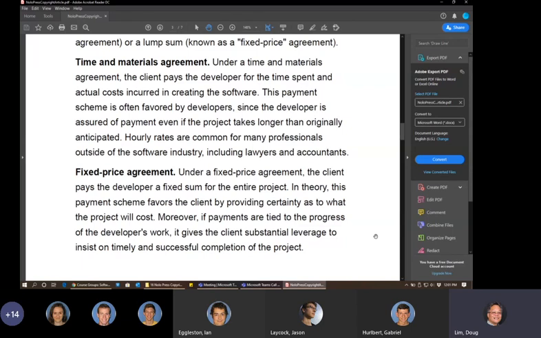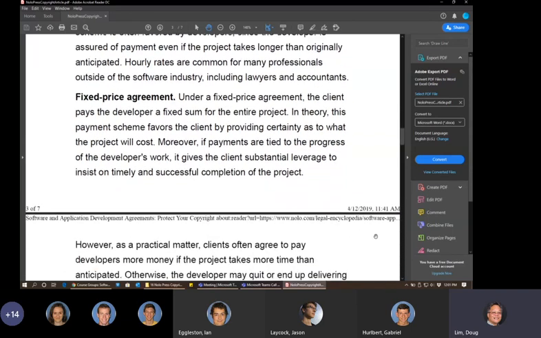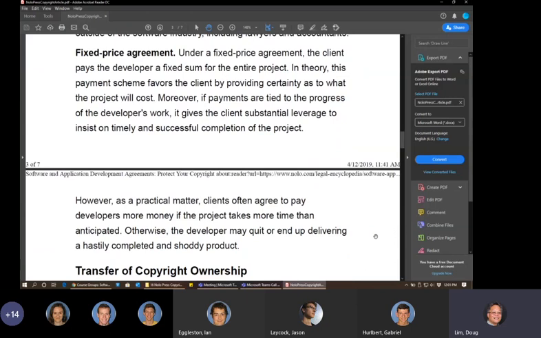The other is a fixed price agreement. Under a fixed price agreement, the client pays the developer a fixed sum for the entire project. This is based on the estimates that the developer gives the client. The big advantage is, in theory, the payment scheme favors the client by providing certainty as to what the project will cost. Generally, the fixed price agreement also states a certain time frame, so basically the time and the cost are constrained by this.